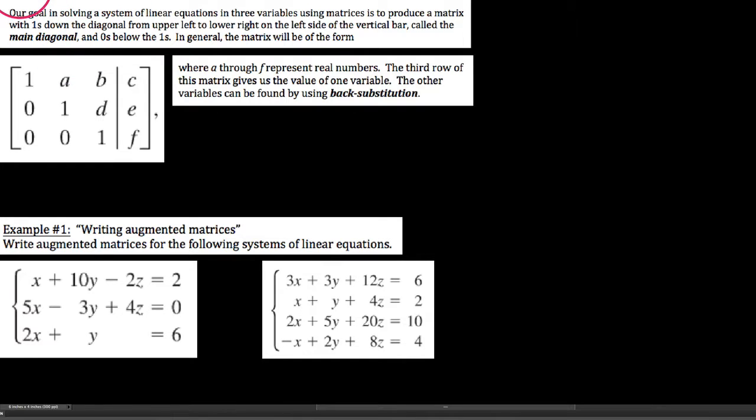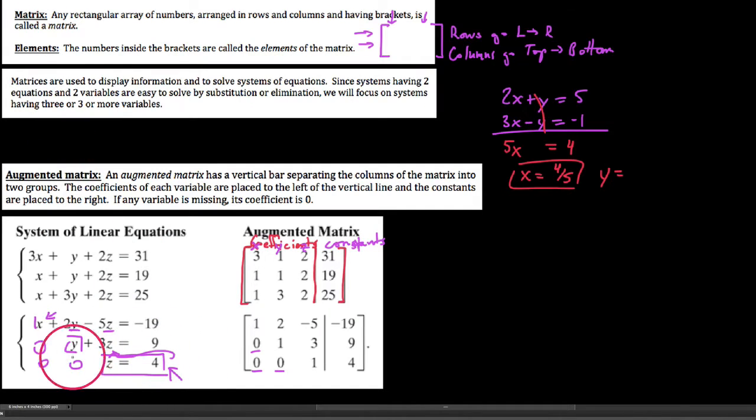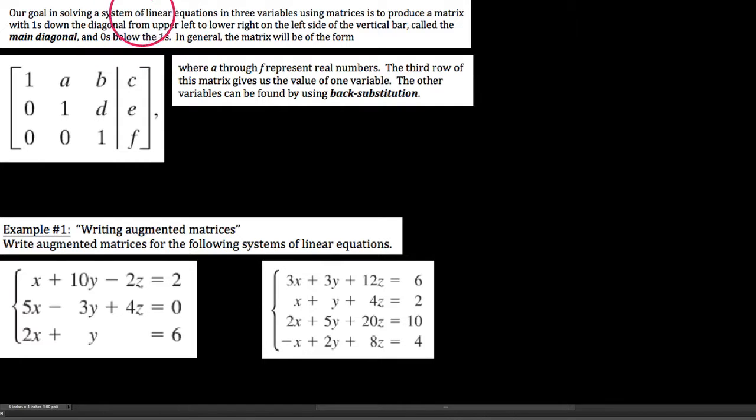So basically, that being said, let's go ahead and talk about our goal in solving a system of linear equations, and harken back to what I had mentioned here, that if it were in this form, with zeros underneath our main diagonal, as we'll call it, then we'd be able to easily find the value of our last variable. So our goal in solving a system of linear equations in 3 variables using matrices is to produce a matrix with ones down its main diagonal, from upper left to lower right, on the left side of the vertical bar. To look at our diagram here, our goal is to get something that's in this form right here.